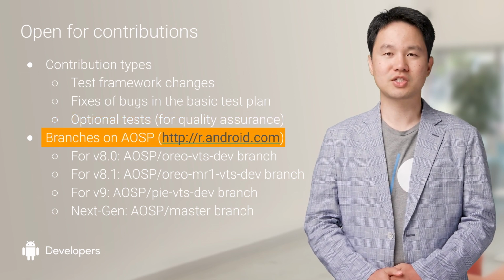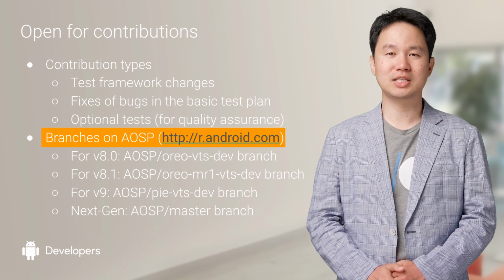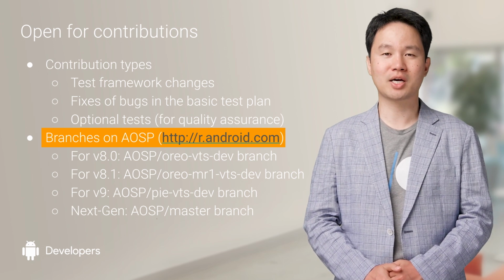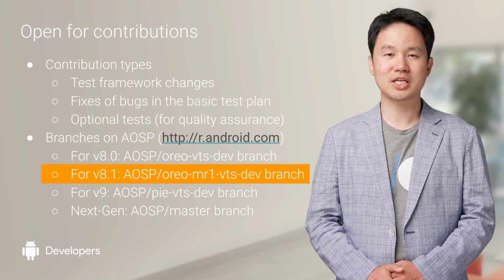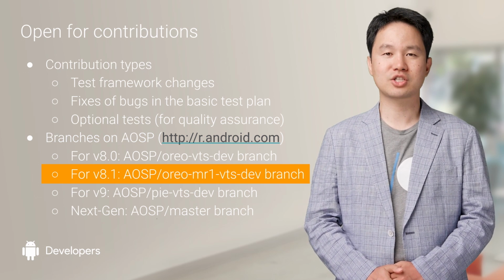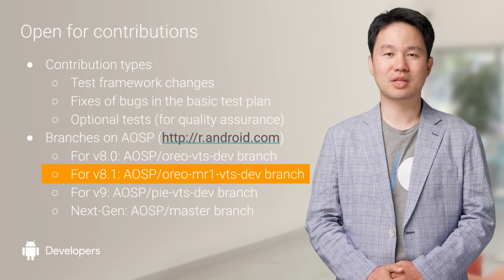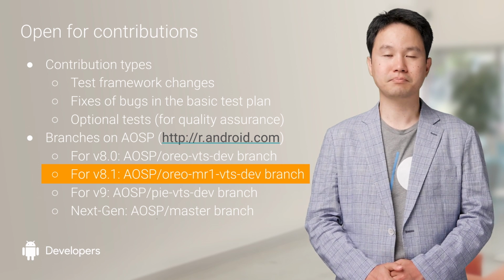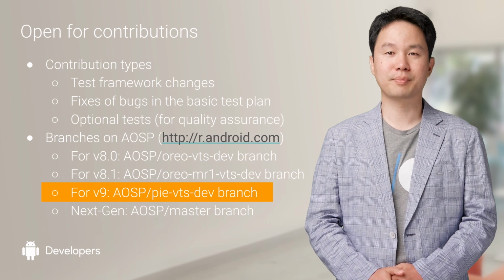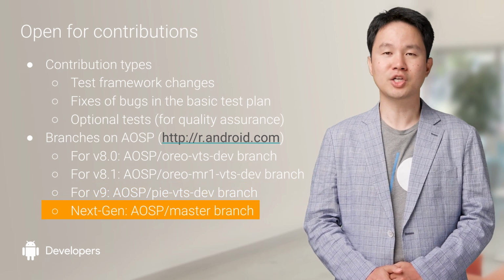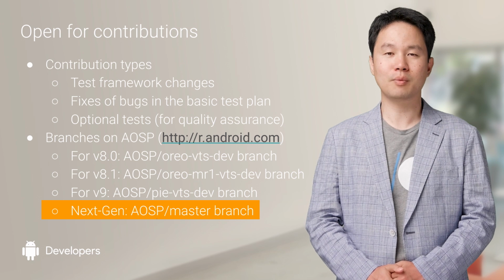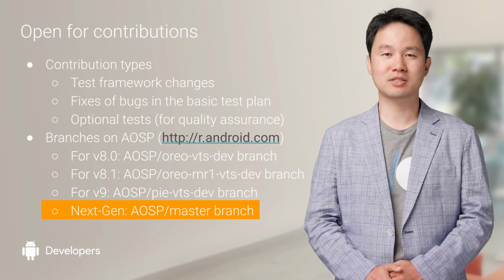When upstreaming such code changes, please use these branches on AOSP Git repositories. For example, for VTS 8.1 changes, the Oreo-mr1-VTS-dev branch should be used. Similarly, there is a P branch for Android VTS v9.0 changes. For contributions to the latest development branch, please use the master branch.